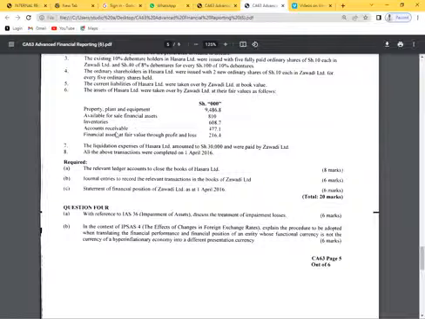So this question number 3, I'll start by reading the requirement. Part A, they want me to give them the relevant ledger accounts to close the books of Hasara Limited. Then part B, journal entries to record the relevant transactions in the books of Zawadi Limited. C, statement of financial position of Zawadi Limited as at 1st April 2016. This is where I will start from, the last one, question 3C.